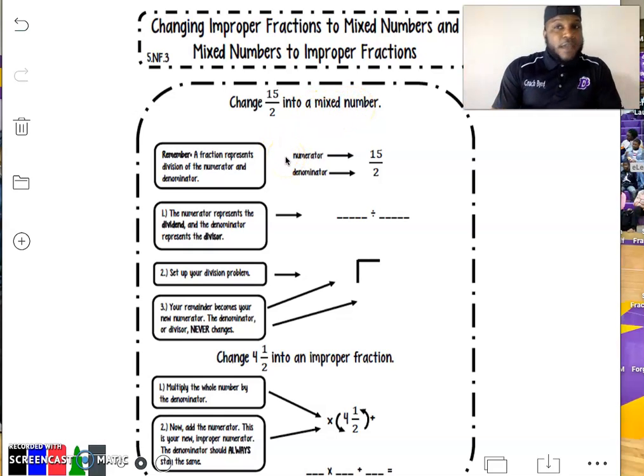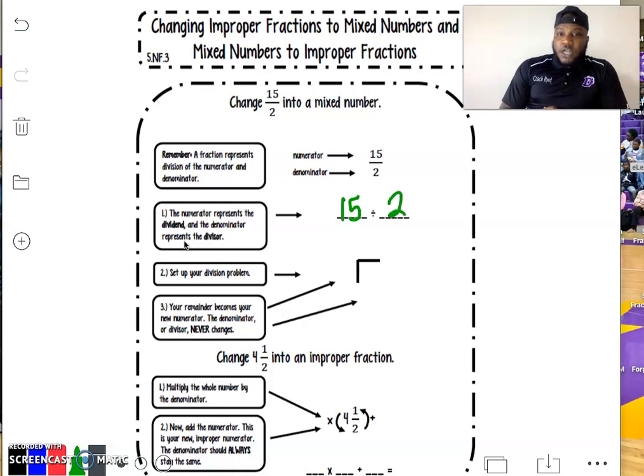That means change it into a fraction with a whole number. Remember, a fraction represents division of the numerator and the denominator. So in other words, this says 15 divided by 2. The numerator represents the dividend, and the denominator represents the divisor. So that means this is 15 divided by 2. So when you go to write it and set it up as long division, remember you just flip it. So my 15 goes under the hood, and my 2 goes outside the hood.